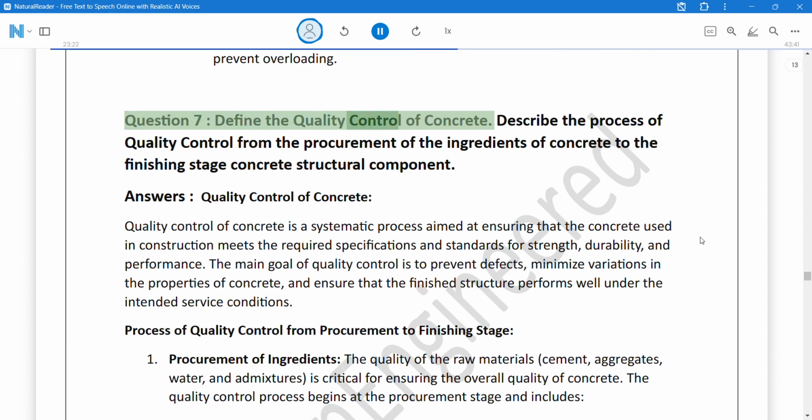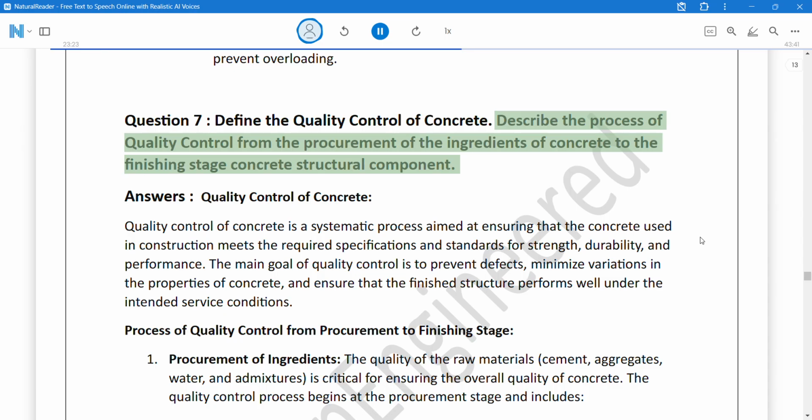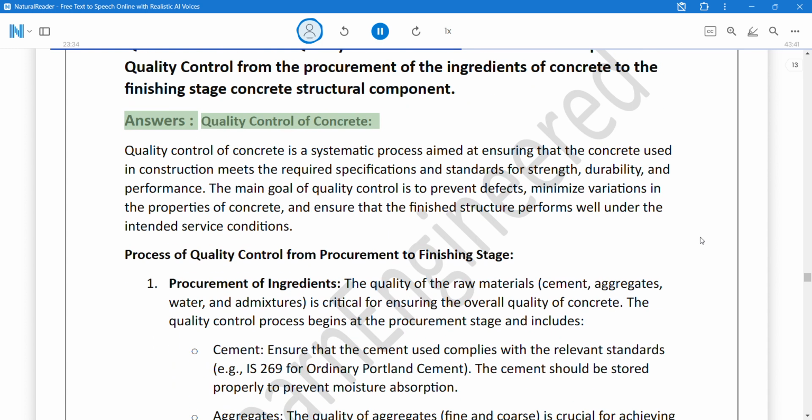Question 7. Define the quality control of concrete. Describe the process of quality control from the procurement of the ingredients of concrete to the finishing stage of a concrete structural component. Answer: Quality control of concrete.